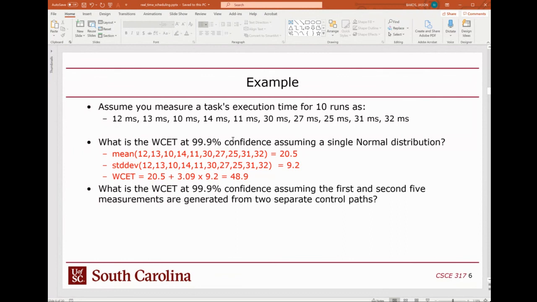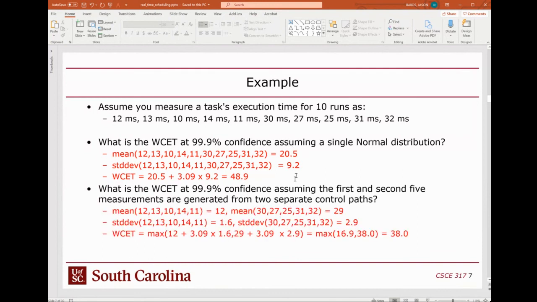In which case, what you really have is 2 normal distributions. So let's say, for instance, that the first 5 and the second 5 measurements were generated by 2 separate control paths through the program, in which case you can calculate the mean and the standard deviation of both of those separately. So it's 12 milliseconds is the mean of the first 5 measurements, and 29 milliseconds is the mean of the second 5 measurements. And the standard deviations are only 1.6 and 2.9.